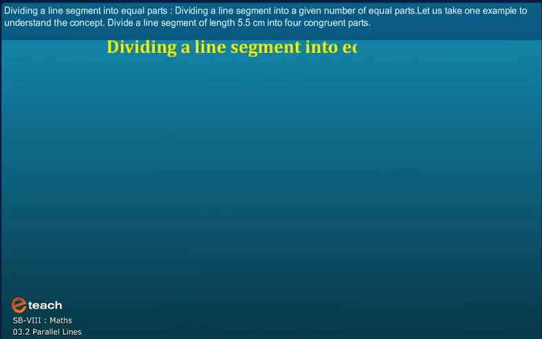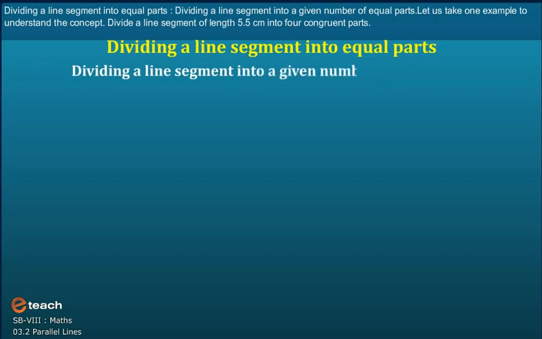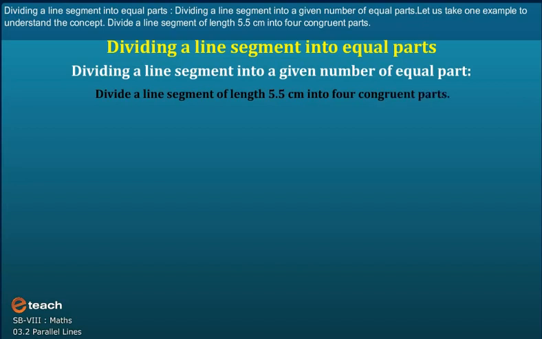Dividing a line segment into equal parts. Dividing a line segment into a given number of equal parts. Let us take one example to understand the concept. Divide a line segment of length 5.5 cm into 4 congruent parts.